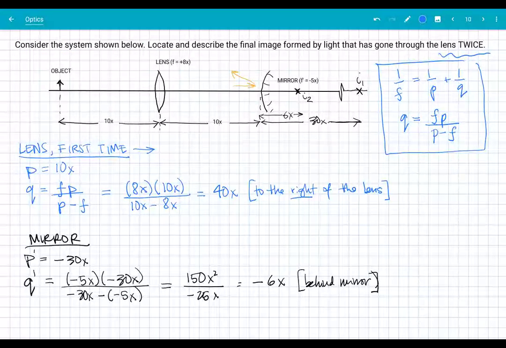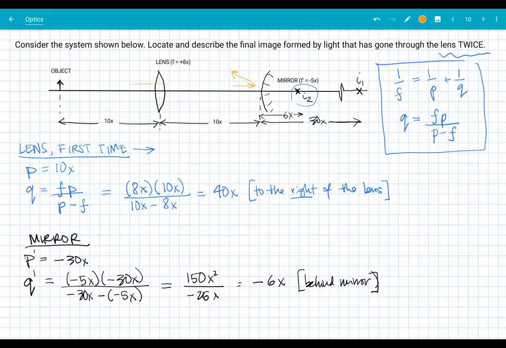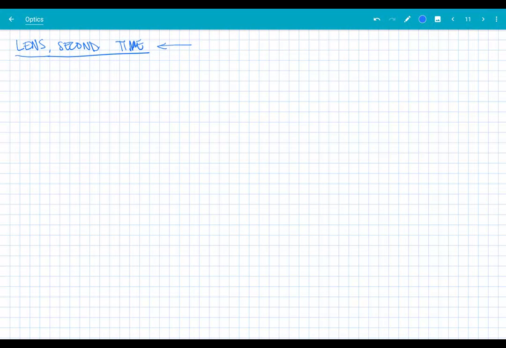And now my light direction is right to left. I'm going to go back real quick to the diagram. Now that I'm going through the lens the second time, I'm coming back, because look where my object is. I2 is my object now for going through the lens the second time. So I'm considering light that's going through the lens this way, right? My incoming light is on the right of the lens now, and my outgoing light is on the left of the lens. So we need to figure out what our object distance is here. I'll just use a double prime.